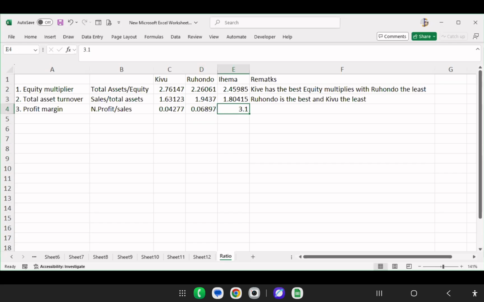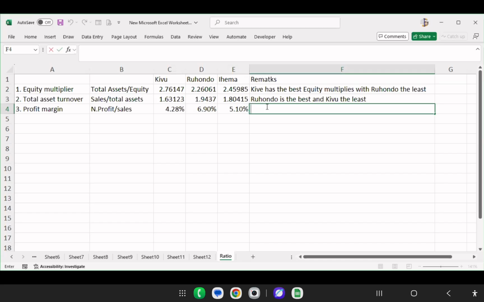The last one is 60.8. But these ones, we give them as a percentage. You can give them as a percentage that way. So again, when you look at this one, Ruhondo is better and Kivu is the least.